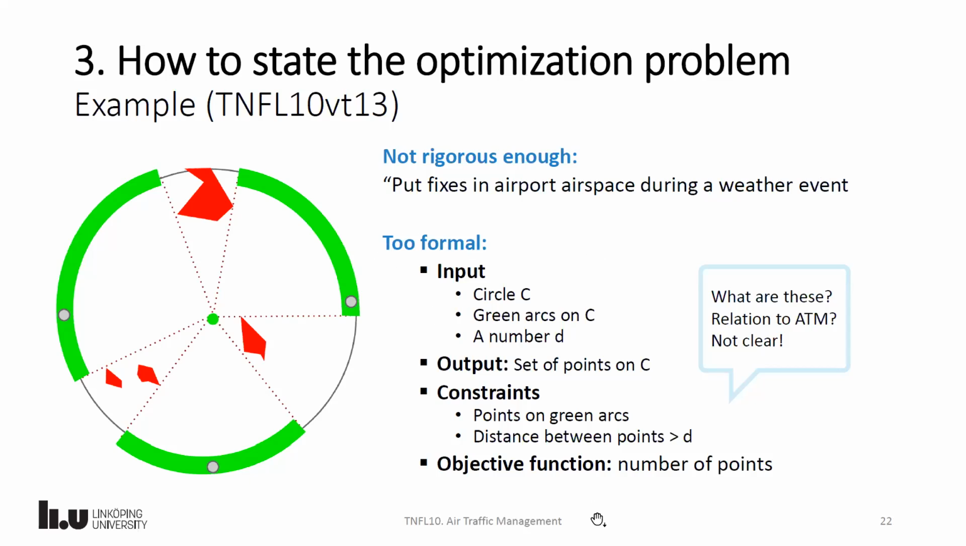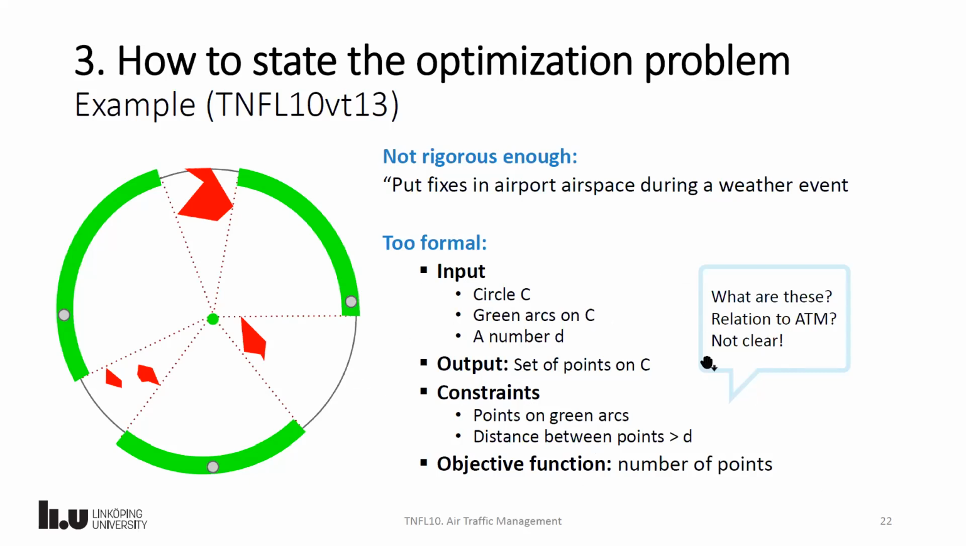And this over here could be a mathematical expression of the problem, but maybe it's too formal. We have this input, a circle, arcs, and a number. We have an output, which is a set of points, and we have constraints: the points must be on the ring arcs, and the distance between the points must be a given distance, and the objective function is the number of points. Okay, this is closed in the mathematical sense, but what is it?